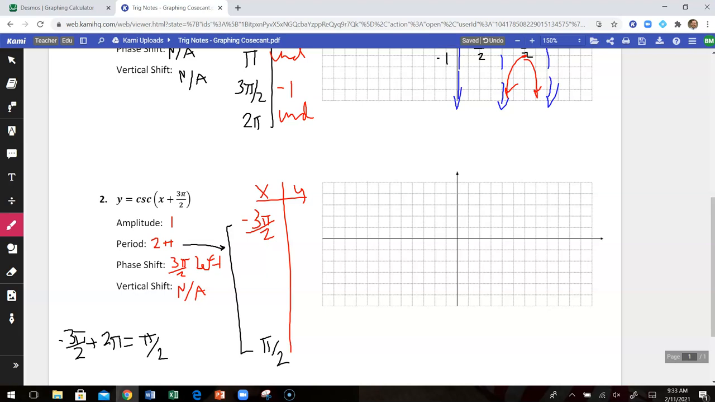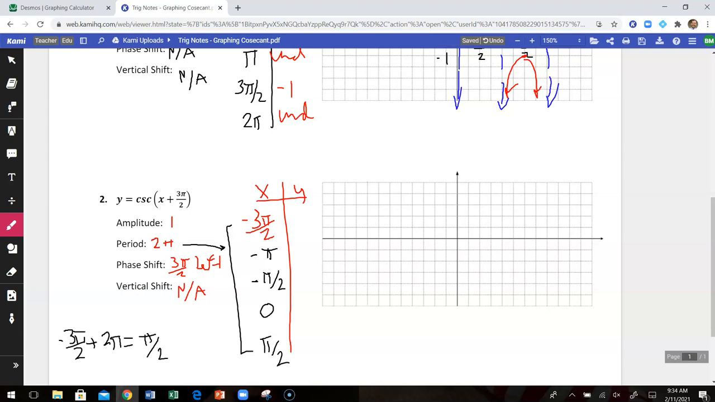Then if we fill in between there, halfway between negative 3 pi over 2 and pi over 2 would be negative pi over 2. Halfway between negative 3 pi over 2 and negative pi over 2 would be negative pi, and halfway between negative pi over 2 and positive pi over 2 would be 0. So I'm going to go ahead and label this out.